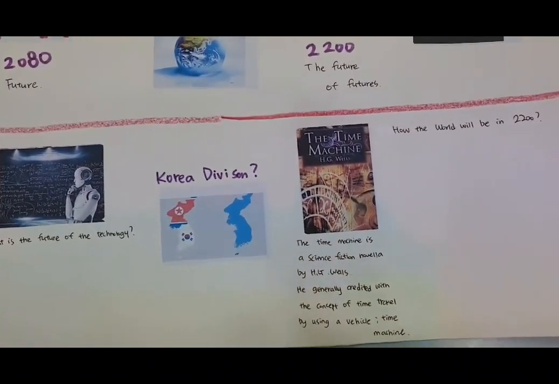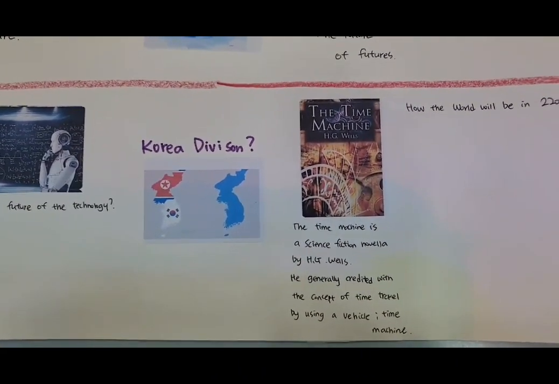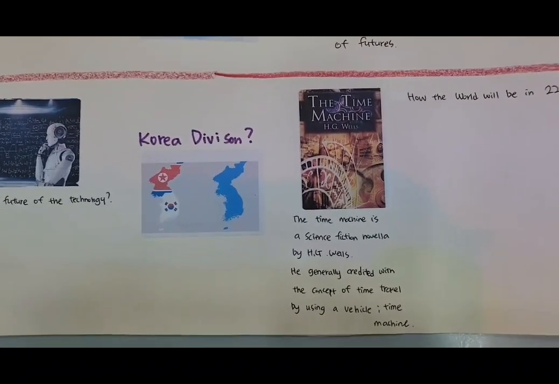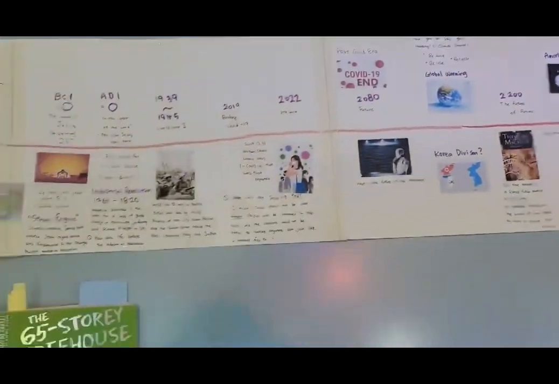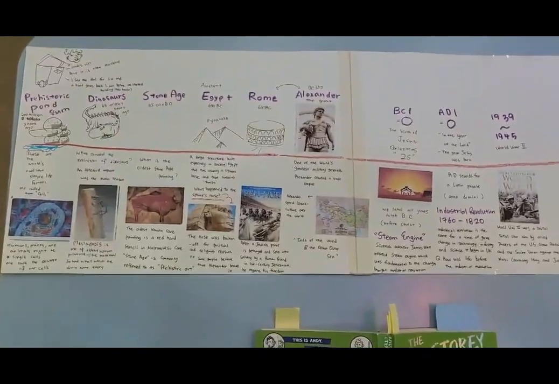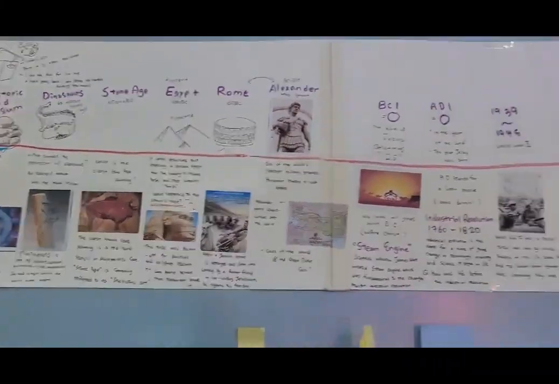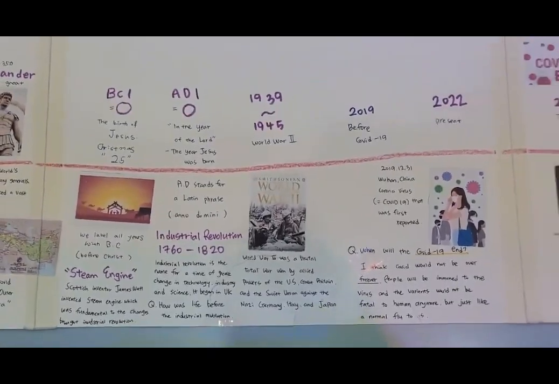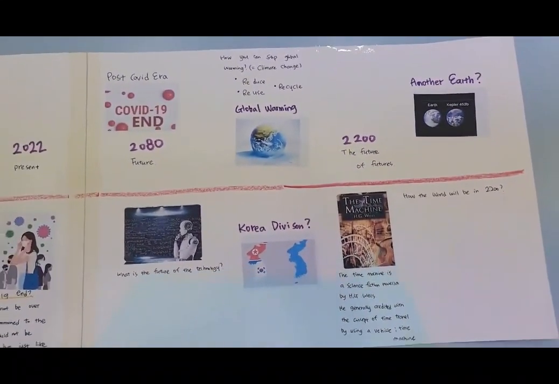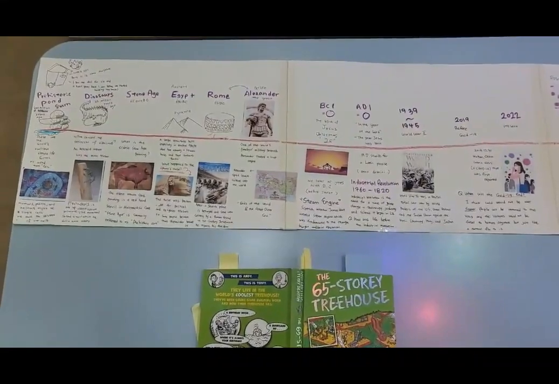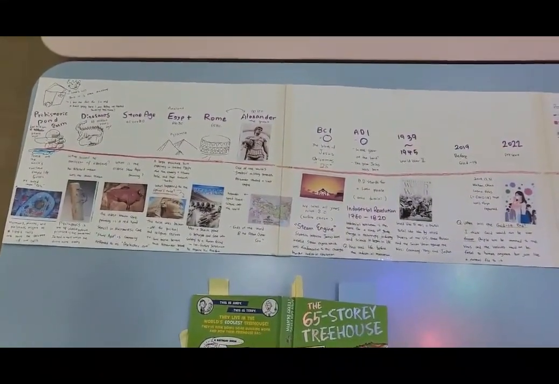This is also influenced by a book that is mentioned within the 65-story treehouse, that they invent the time machine because of the time machine by H.G. Wells. So once students have finished, they will have a completed timeline, including the prehistoric past with Andy and Terry, our present and current events, and then the possible future that they think could happen, creating this long timeline of events that will be very interesting for us to see.